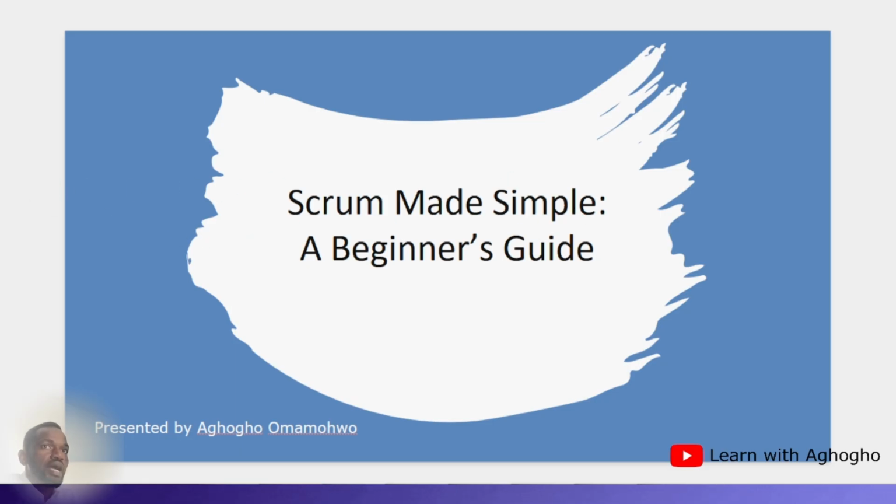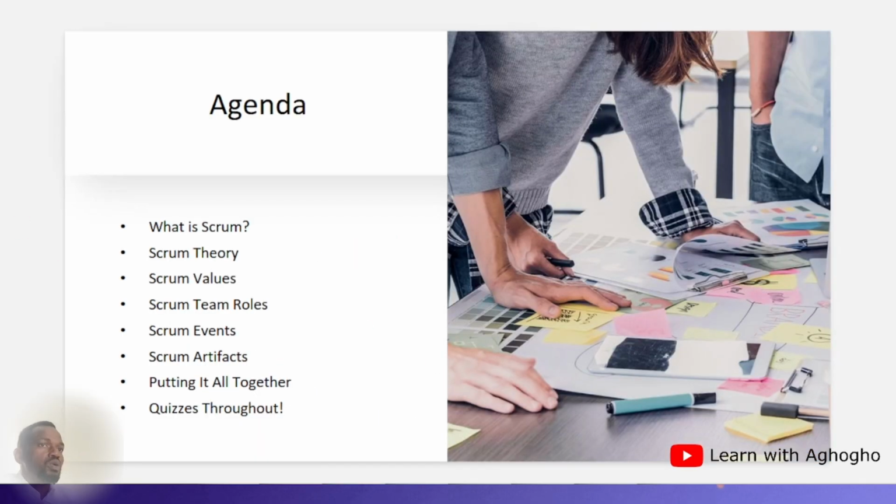Okay. On our agenda, as previously highlighted, we'll be looking at what is Scrum, Scrum theories, Scrum values, Scrum team roles, Scrum events, Scrum artifacts, and we'll be putting everything together so that it makes sense to a beginner. And quizzes will also be set in the course of this training. Please open up your mind, as I hope that you will learn something new.